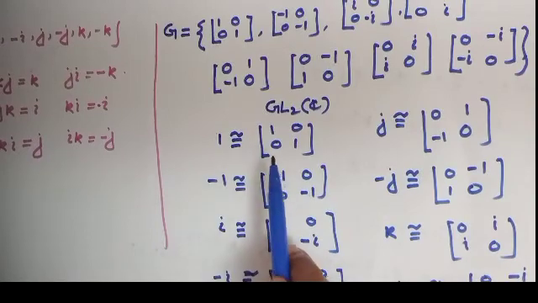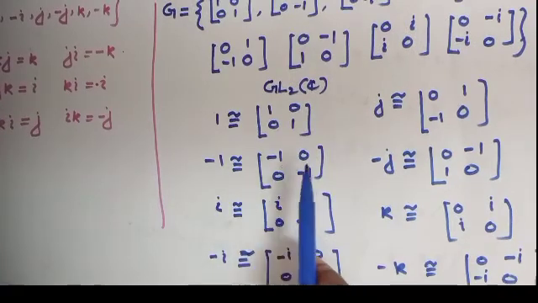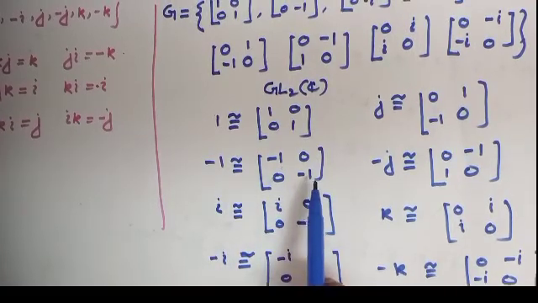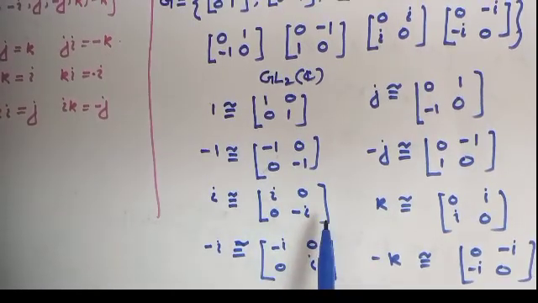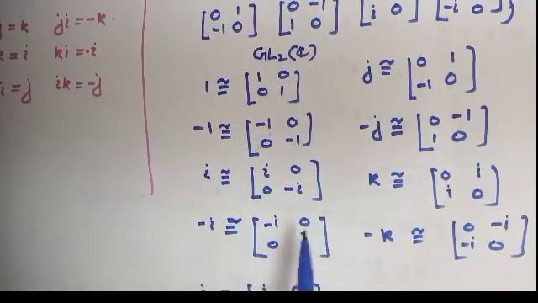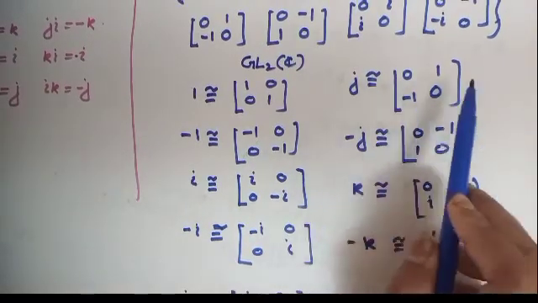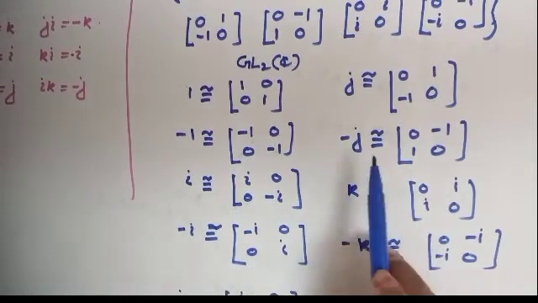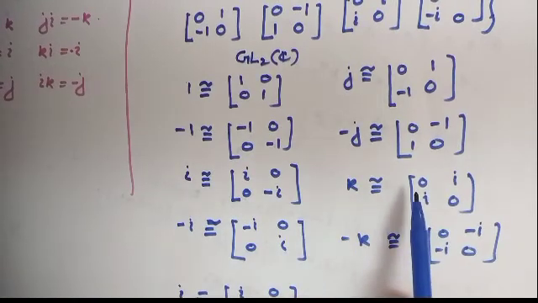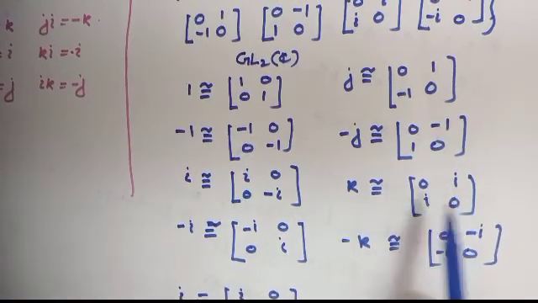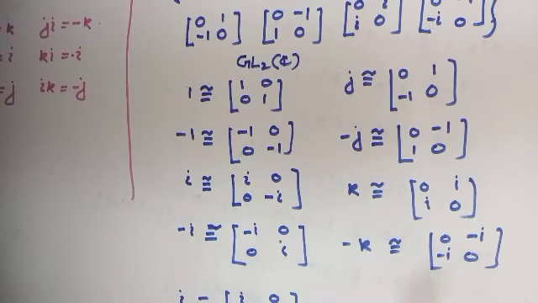Here 1 is equivalent to the matrix [1 0; 0 1], minus 1 is equivalent to [-1 0; 0 -1]. Similarly i is equivalent to [i 0; 0 -i], and minus i is equivalent to [-i 0; 0 i]. Similarly, j is equivalent to [0 1; -1 0], and minus j is equivalent to [0 -1; 1 0], and k is equivalent to the matrix [0 i; i 0], and minus k is equivalent to [0 -i; -i 0].